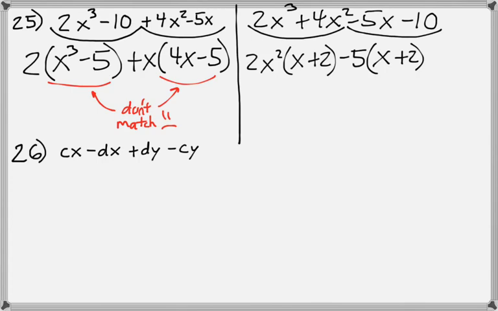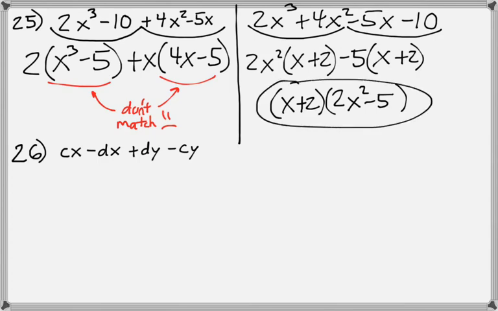So that's good. The x plus 2 becomes one of our factors, and then the stuff that's not in parentheses, meaning the 2x squared and the minus 5, these ones, those combine to be our second factor. And that'll be our answer.